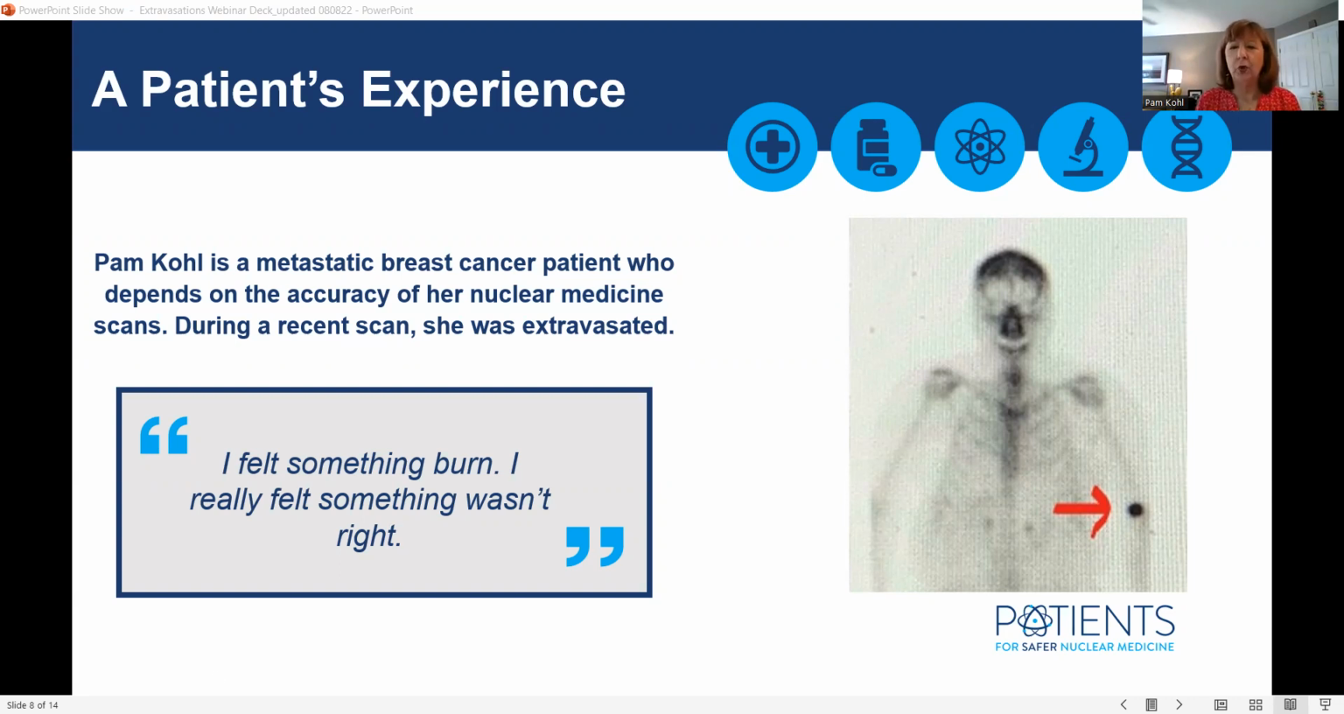So I'm Pam Cole, and I have been living with stage 4 metastatic breast cancer for 5.5 years, which is great. Only about 28% of those of us living with metastatic breast cancer hit that 5-year mark.